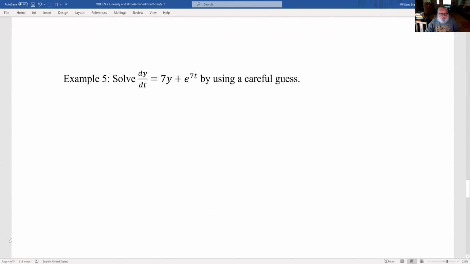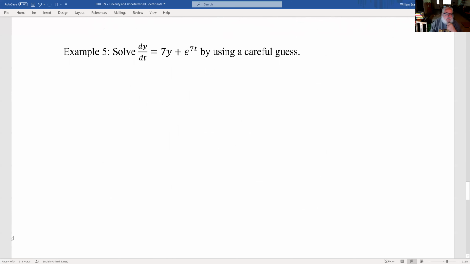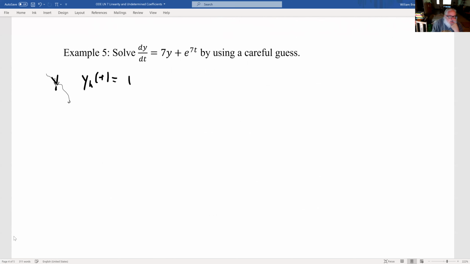This one is a little bit trickier though, although it doesn't look like it at first. What's our homogeneous solution? y sub h of t is k e to the 7t. Again, that's just solving this, and you can do that by separation of variables. We did it in the first thing. What would be our guess? Well, if we have an exponential, we want to guess an exponential of the same form.